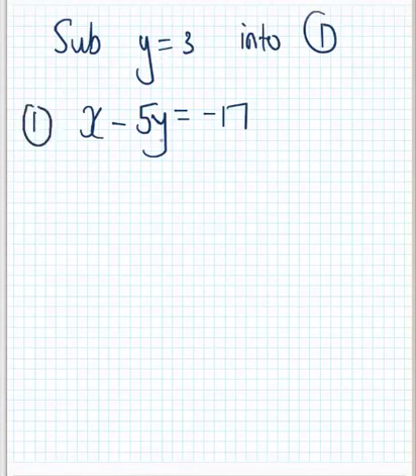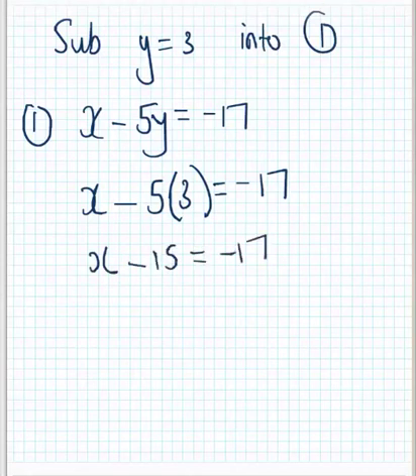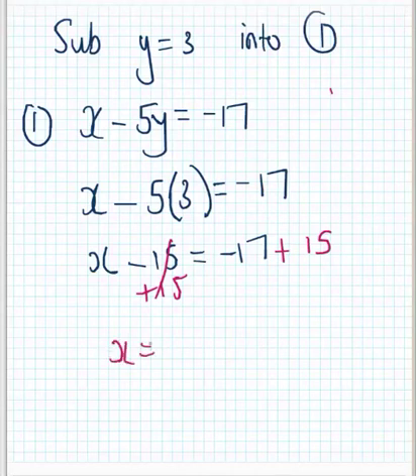So I will have x minus 5 times 3 equals negative 17. Minus 5 times 3 is negative 15 equals negative 17. Our next step is the opposite of minus 15, plus 15, and plus 15. So x will equal minus 17 plus 15, that is negative 2.